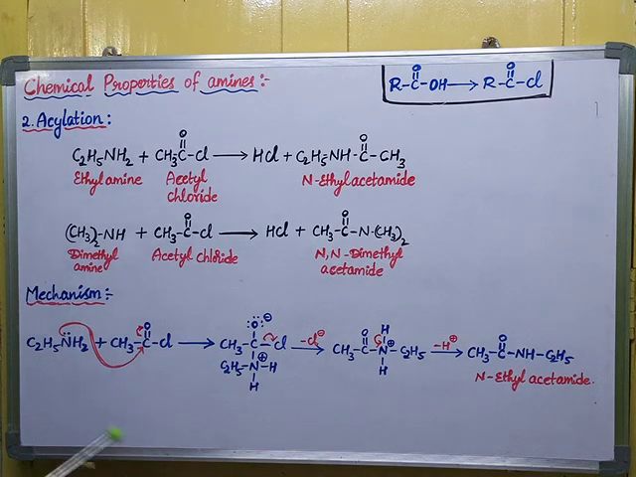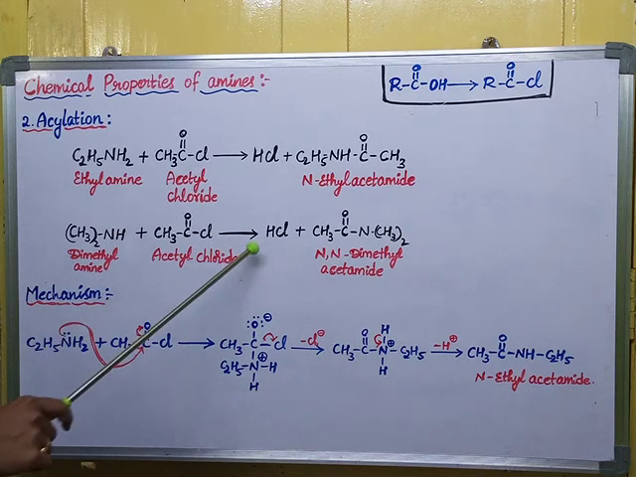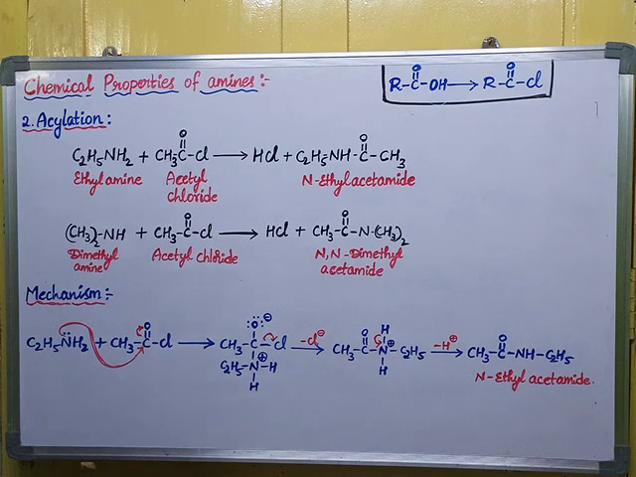In the same way, if you take a secondary amine, it produces N,N-dimethyl acetamide. So in both reactions you get amides as the main product, and along with that HCl as a byproduct. So this is completely about the acylation reaction and the mechanism.